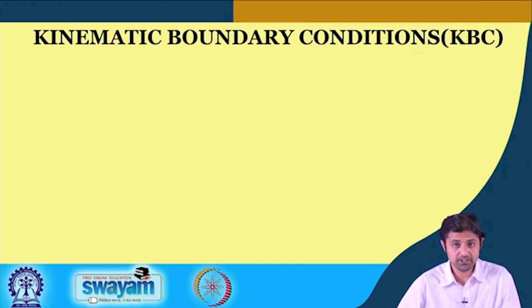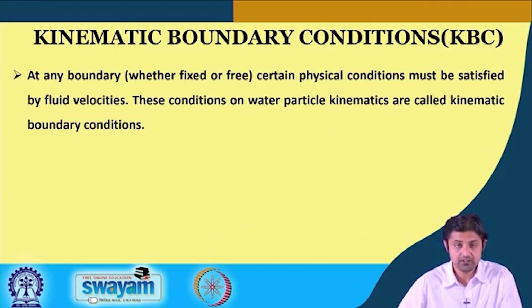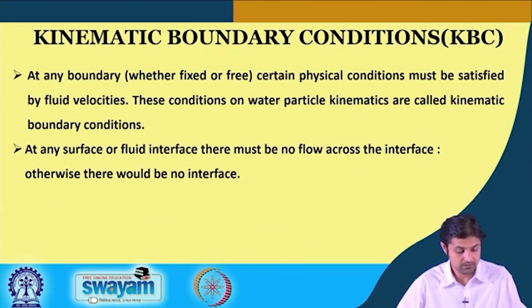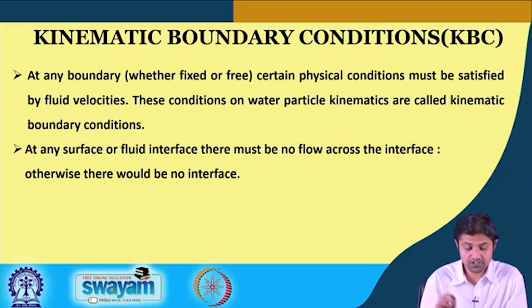One important property is kinematic. We are talking about boundary conditions. One of the important properties is called the kinematic boundary condition. All right, what is our KBC? At any boundary, whether fixed or free, certain physical conditions must be satisfied for fluid velocities, and these conditions on water particle kinematics are called kinematic boundary conditions. At any surface or fluid interface there must be no flow across the interface.